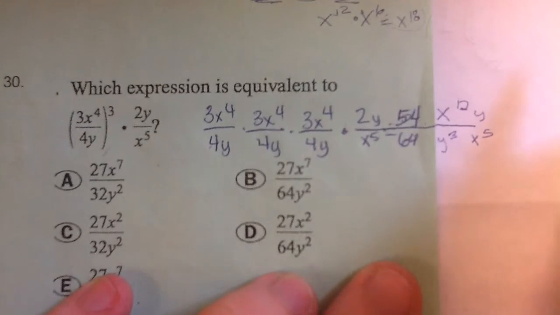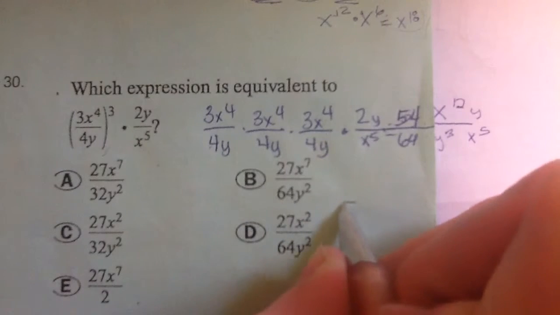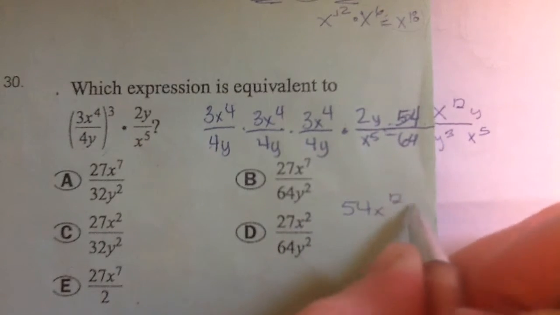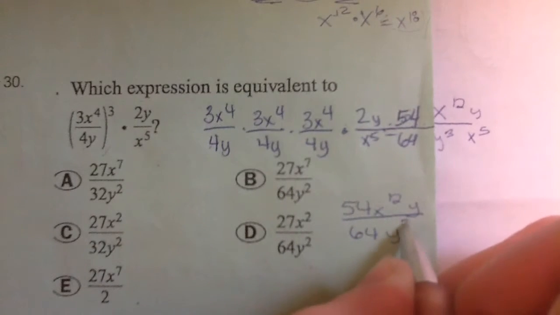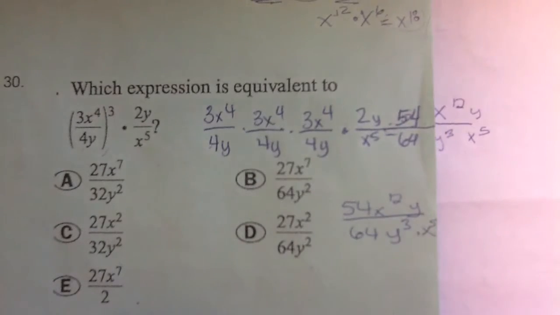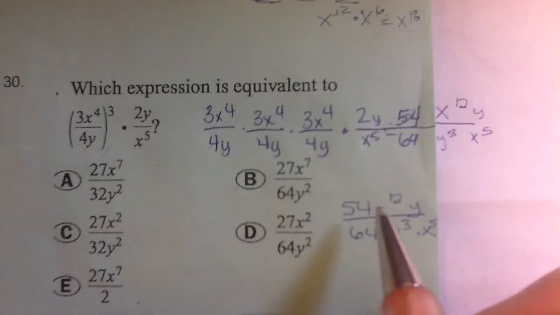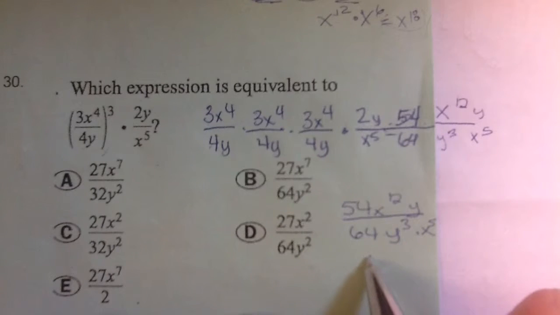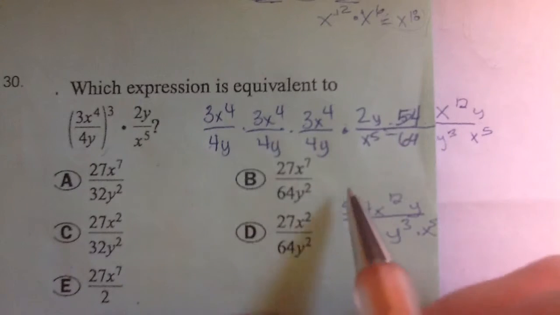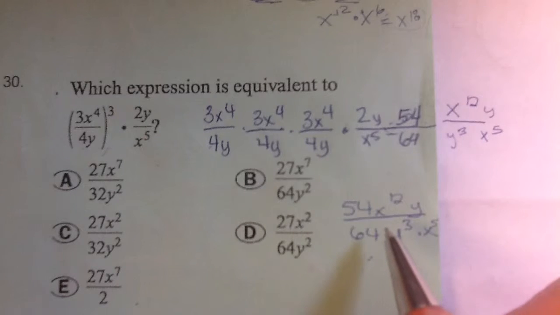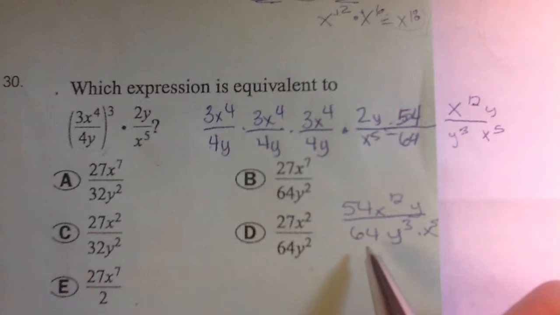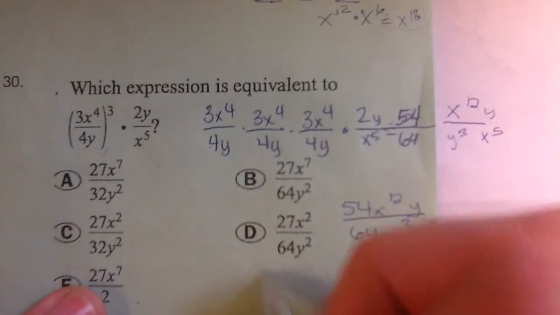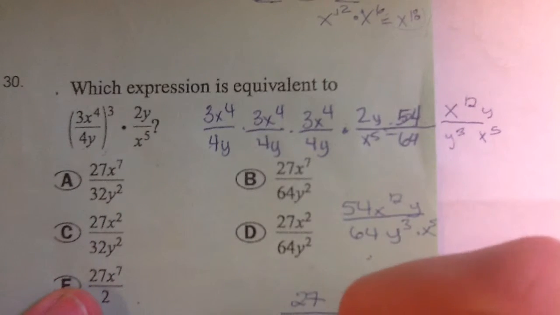Okay, so basically I have this statement, 54x to the 12th times y over 64y to the 3rd times x to the 5th. So I need to simplify this a little bit more. Now, if I have numbers that I can divide the top and the bottom by, it can be simplified. So I can divide both of these things by 2, and if I divide 64 by 2, I get 32 on the bottom. And if I divide 54 by 2, I end up with 27 on top. So I end up with 27 over 32.